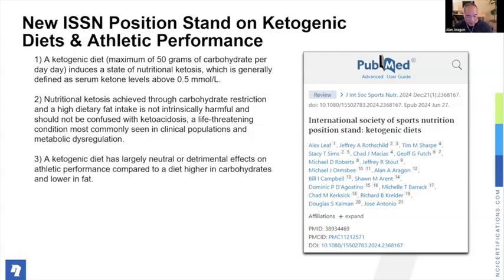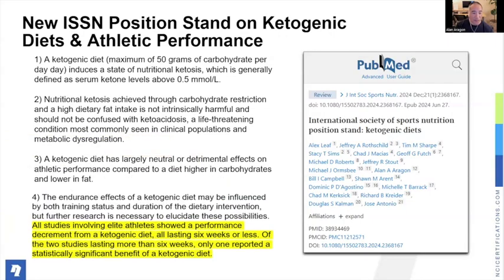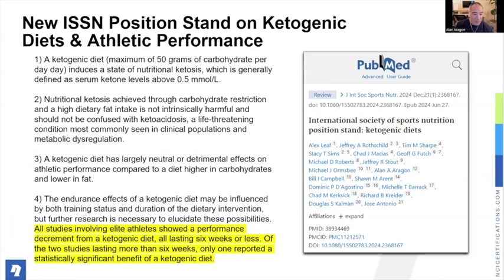Okay, so our third position statement here: a ketogenic diet has largely neutral or detrimental effects on athletic performance compared to a diet higher in carbohydrates and lower in fat. And indeed, the evidence bears this out. Next position statement: the endurance effects of a ketogenic diet may be influenced by both training status and duration of the dietary intervention. Further research is necessary to elucidate these possibilities.